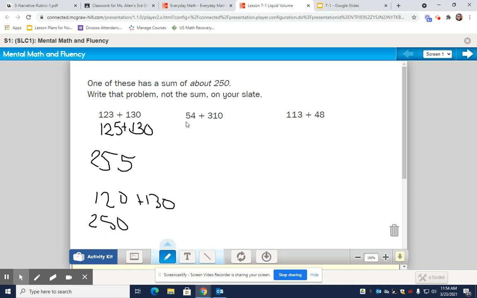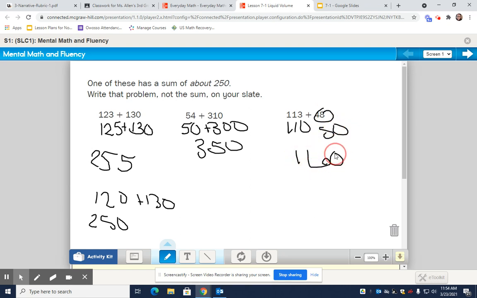For this one, when you were rounding, this would have been 50, and this could have still stayed 310, or you could have said 300, and adding those together would get you 350. And this here, I probably would have gone down to 110. This one, I would have gone up to 50, and so I would have gotten 160. So the answer that we were looking for was this one.